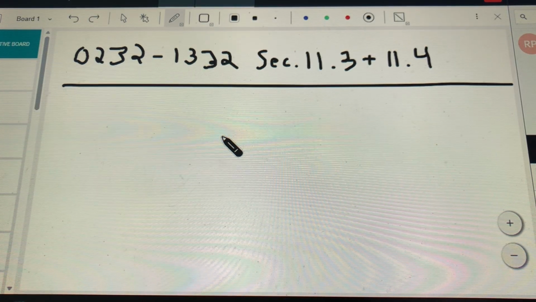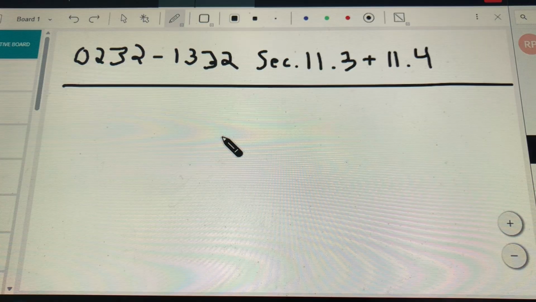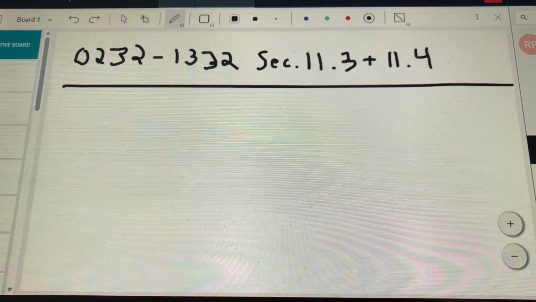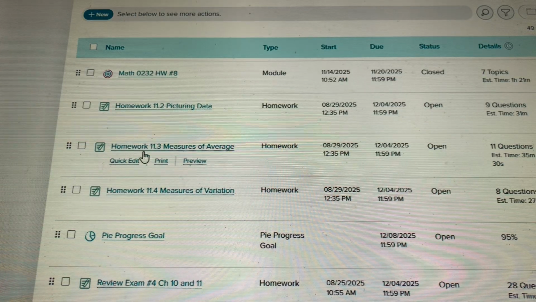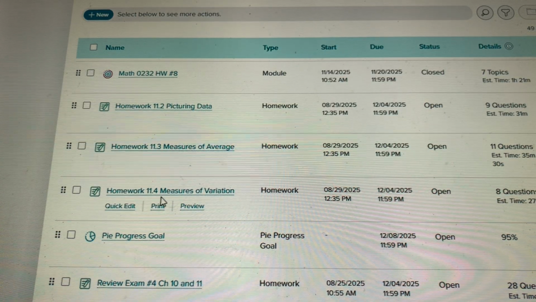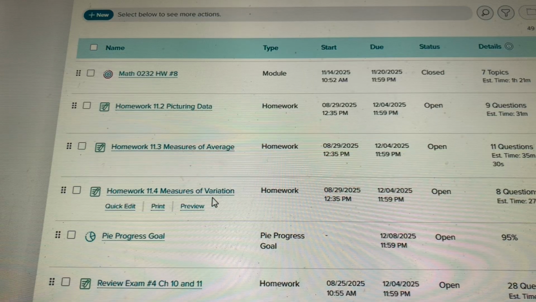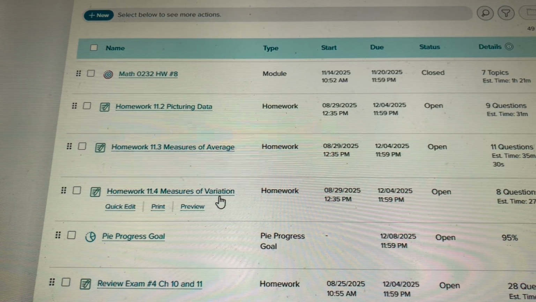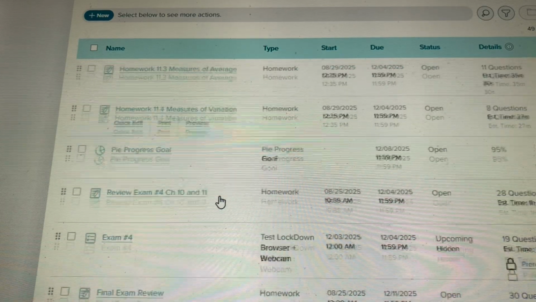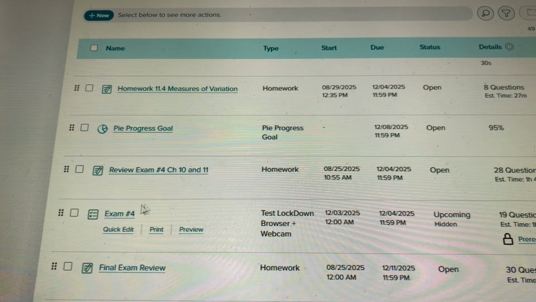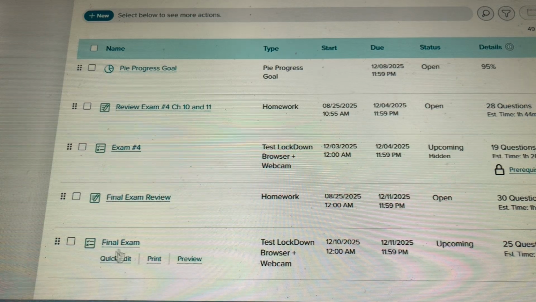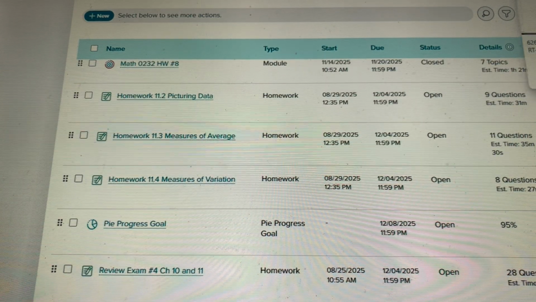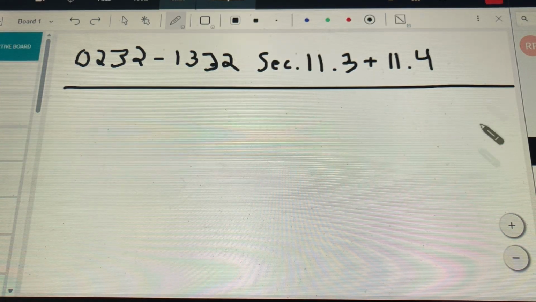Math 0232-1332. We're going to be doing the last two new assignments, section 11.3 and 11.4, and that's the end of learning new material. 11.3 is measures of average, 11.4 is measures of variation. Average is the center of data, and variation is how the data spreads out. And then there's just the review for the fourth test, take the fourth test, review for the final, and the final itself. So, last two new sections of learning something.